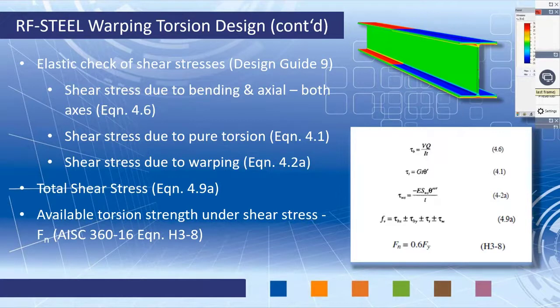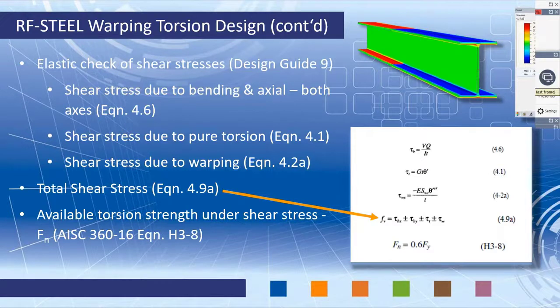In the exact same sense, we're also checking the elastic check of shear stresses according to Design Guide 9. So we're going to first check the shear stresses due to bending and axial for both axes, both strong and weak axes we'll see in our results. We're then going to calculate shear stress due to pure torsion. And finally, we have shear stress due to warping. And once again, Design Guide 9 tells us with superposition, we can add all these shear stresses according to equation 4.9a, and we come up with the total shear stress.